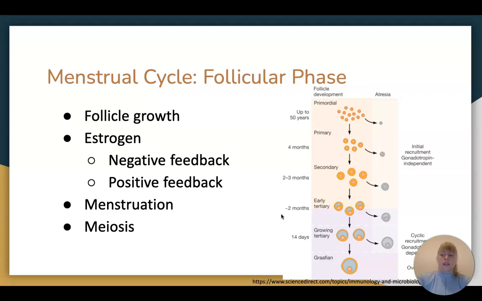While this division is taking place, antral fluid will collect and the follicle will grow to its greatest size in preparation to release the egg. And then the high levels of estrogen in the late follicular phase prepare the uterus for possible pregnancy.